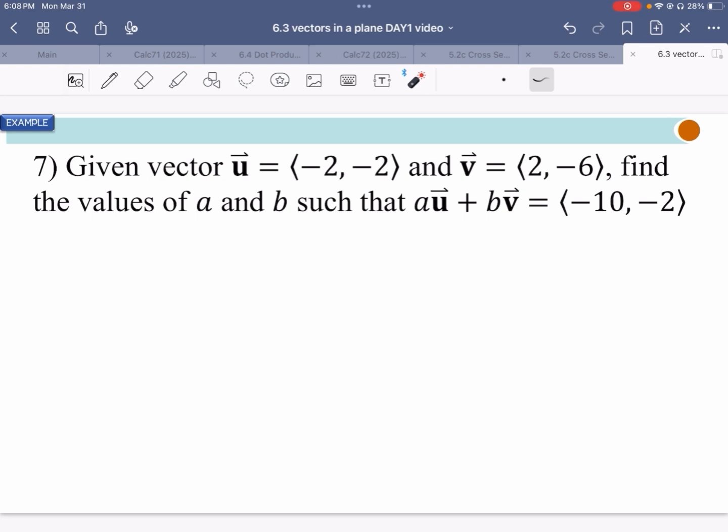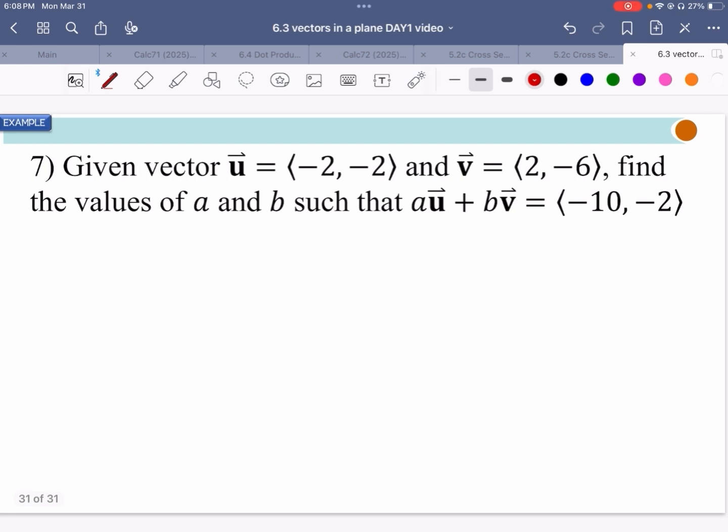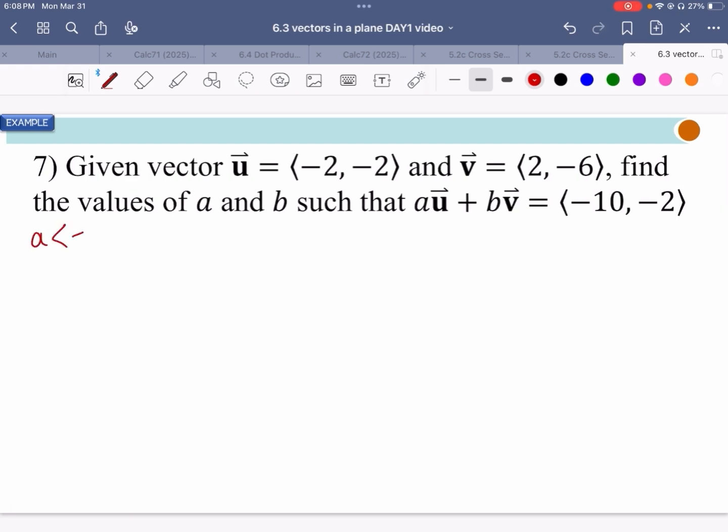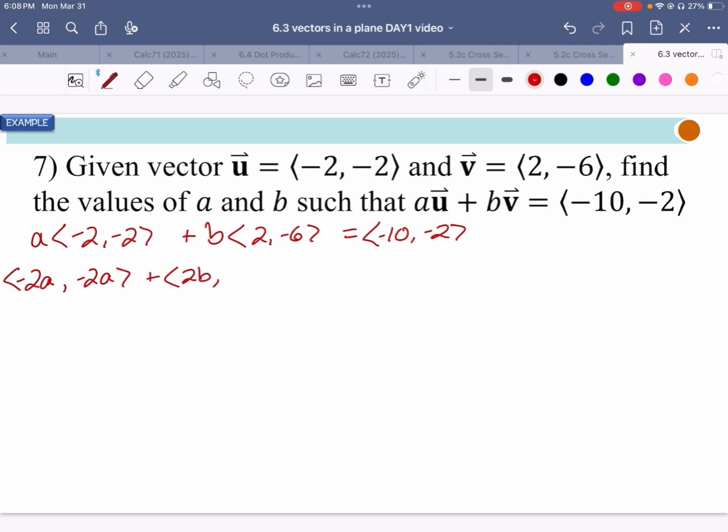Our last example here, we are given vector u, which has components <-2, -2>, and vector v has components <2, -6>. We want to find the values of a and b, so these are going to be scalars, such that when we add those scalars times those vectors, we get a result of <-10, -2>. So I have a times <-2, -2> plus b times <2, -6>, and that's going to be equal to <-10, -2>. Let's go ahead and multiply these scalars through. So I'm going to have <-2a, -2a> plus <2b, -6b> equals <-10, -2>.